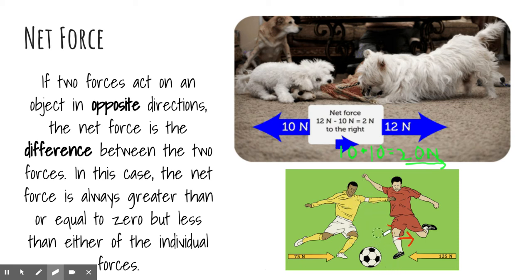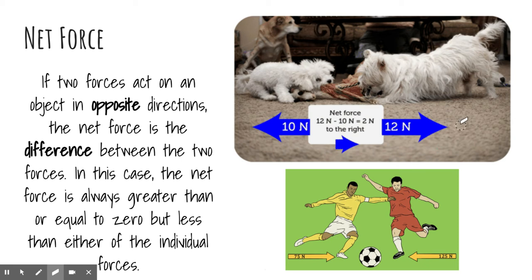Covering up our cute little dogs and our soccer players. All right. So when we have 2 forces going in opposite directions, we always need to subtract. Just like when we had the 20 newtons at the end minus the 7, we want to subtract. So we find the difference between the 2 forces. In this case, the net force is always going to be greater than or equal to 0, but less than either of the individual forces, because you'll have some cancel out.